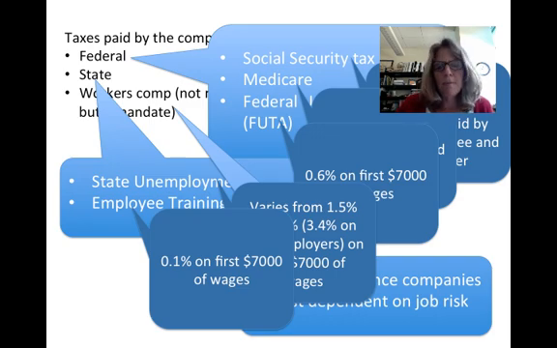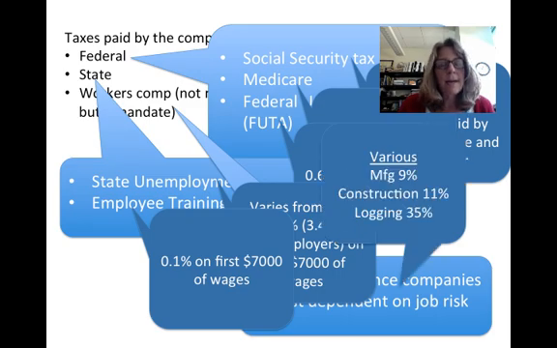It's also, again, pretty small. It's like $7 maximum per year per employee, 0.1% of the first $7,000. And then the last is workers' compensation. Workers' compensation varies depending on the kind of job you do. So for instance, these are a couple examples. I don't have clerical up there, but clerical is about 3% of wages. Manufacturing is 9%, construction 11%, logging, which is considered one of the most dangerous jobs, is 35%. So you can see it varies on the level of risk of the particular job.